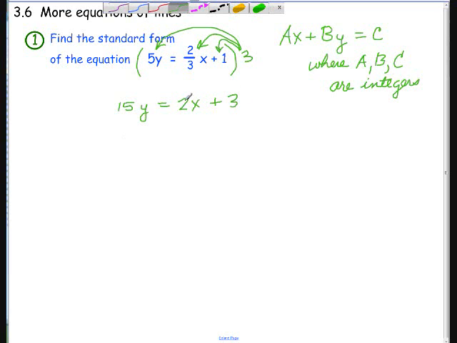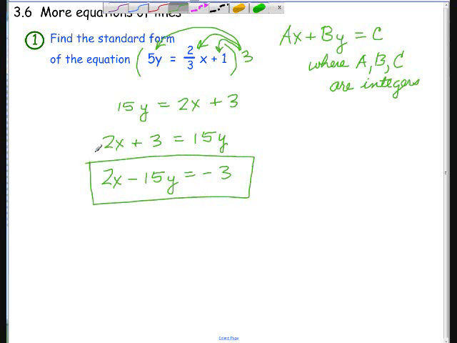I'm going to rearrange this. I'm just going to swap sides. I'm still not in the right form, am I? Because see, this needs to be over here and my y needs to be on the other side. I'm very close. I'm going to subtract 15y from both sides. And I'm going to subtract 3 from both sides. So this is what I end up with. I have it in standard form.